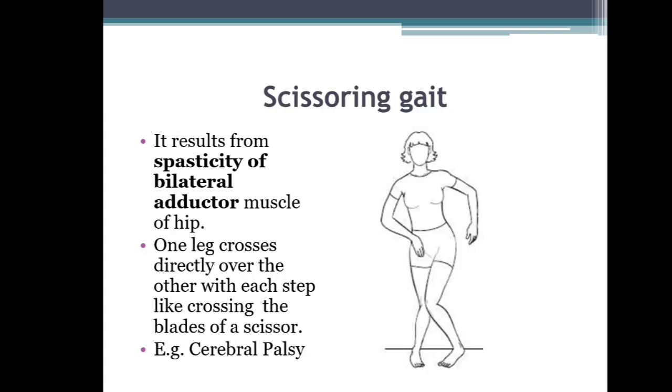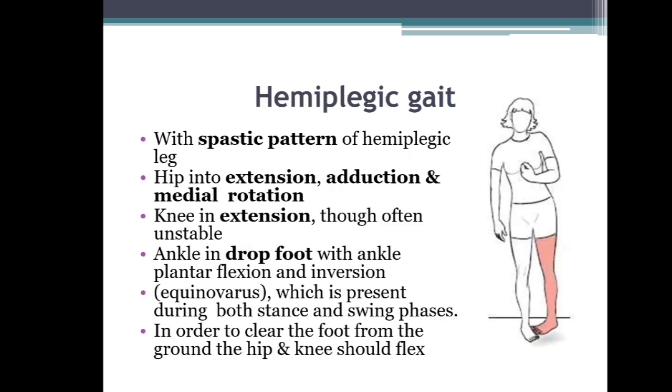So next we have the scissoring gait. It results from spasticity of the bilateral adductor muscles of the hip. One leg crosses directly over the other, with each step crossing like the blades of a scissor, as in the case of cerebral palsy.